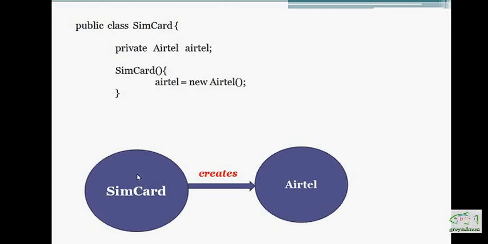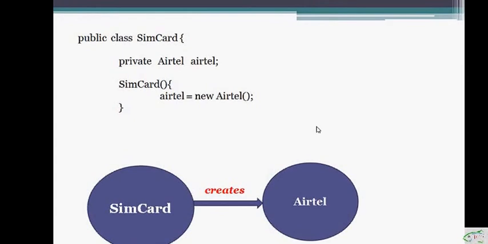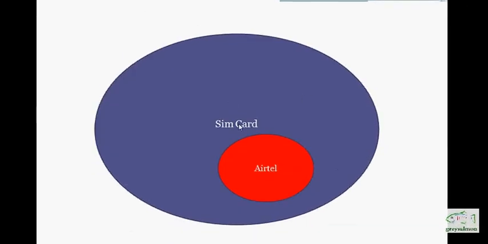But in today's business applications, we need loosely coupled objects, where we can get the service of the Vodafone or the service of the Airtel. So this type of model is not desired in applications nowadays. Here, whenever the object of SIM card is created, it will have the object of Airtel within it.